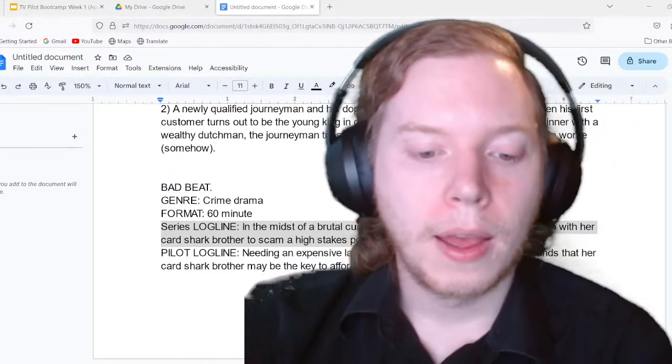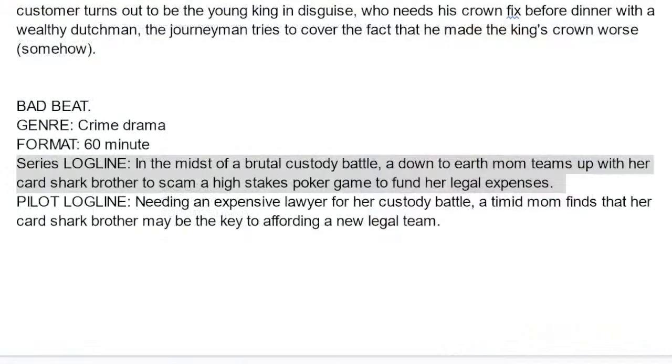I see. Yeah. All right, so my thought is this sounds a little more like the pilot logline, scamming this high stakes poker game. I guess to her it is high stakes at the beginning. We don't need to include the fact that the stakes get even higher after that, but for her it's very high stakes. So she teams up with her brother to win the game to fund her legal expenses. Yeah, this sounds more like the pilot logline.